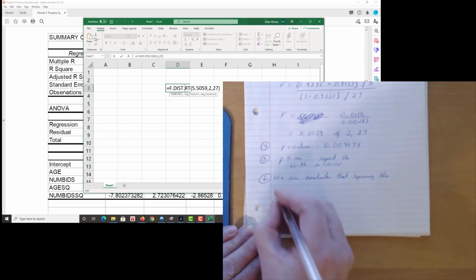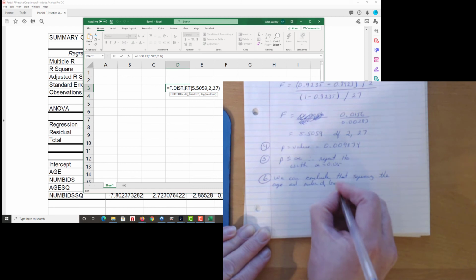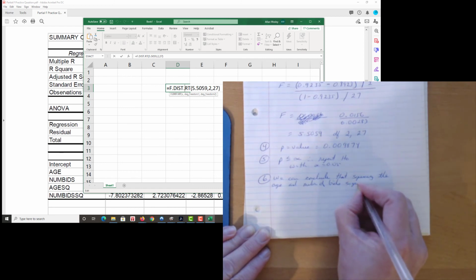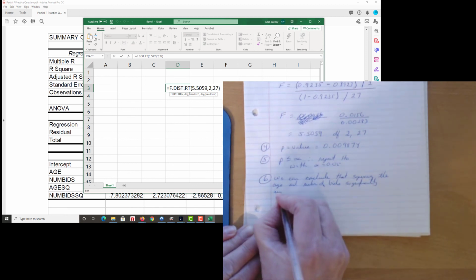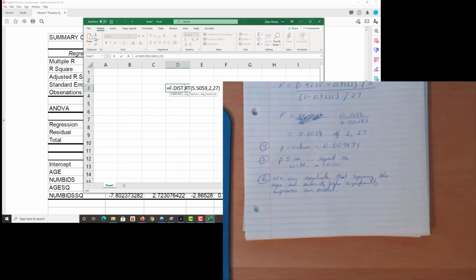Include that squaring of the age and number of bids significantly improves our model, or contributes to our model, or it's simply significant. You can just mention the two variables and say at least one of these is significant. It's hard to get too wrapped up in whether it's easily understood by a general audience, but I think it's not too bad. We can conclude that the squaring of the age and number of bids significantly improves our model. Now, it could be that one of them doesn't and one of them does, but we just don't know which one. But they are helpful. And that's that for this one. Nice, quick, easy. Excel makes calculating so much more pleasant.